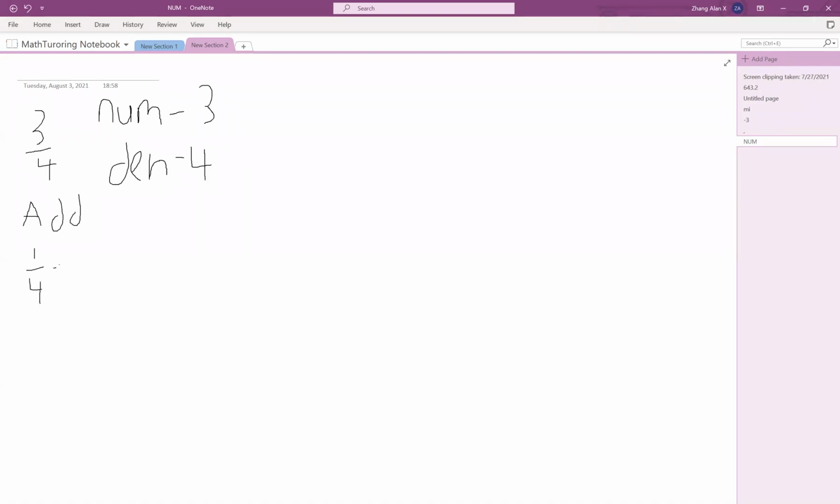Do 1/4 plus 3/4. Just some really basic addition. So because the denominators are the same, you just add the numerators. So you get 4/4, which equals 1.